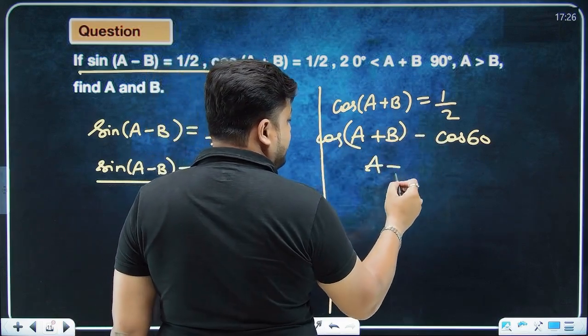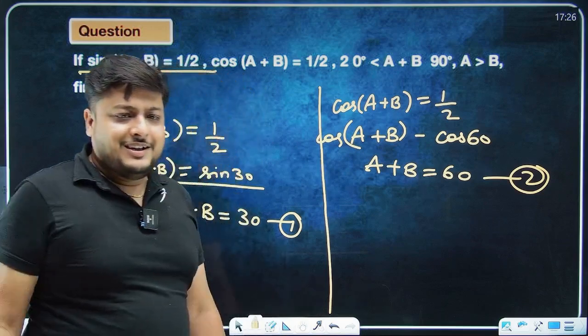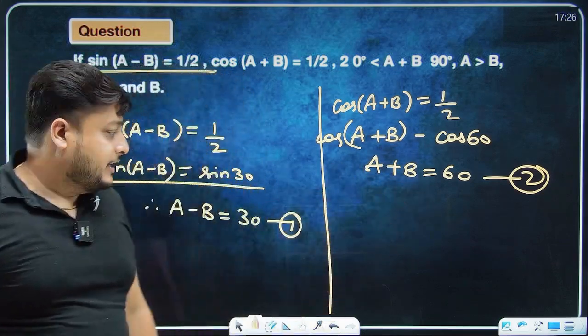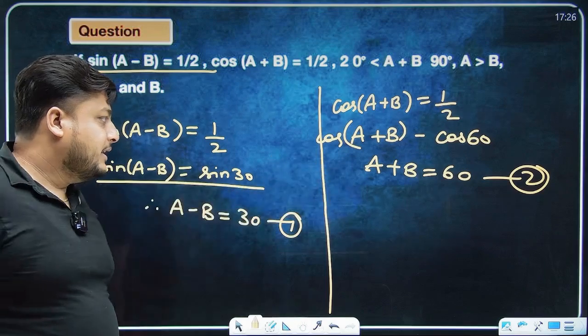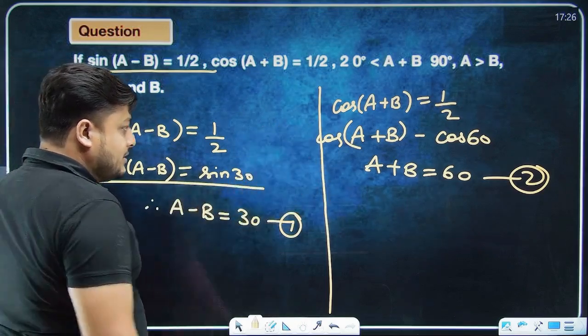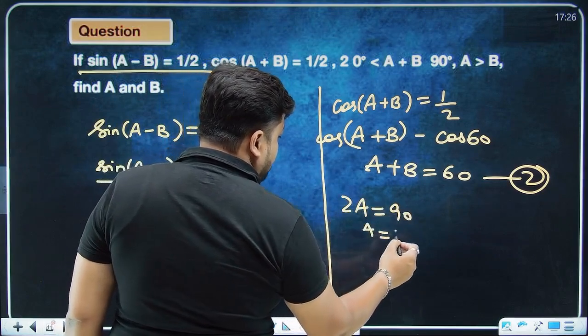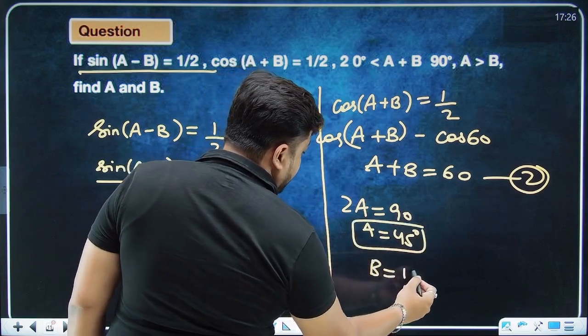So a plus b is 60 degree. You have learned to solve the equations in class 9 also, in class 10 also. When a plus b is 60 degree and a minus b is 30 degree, we can add both the equations. We will get 2a equals 90 degree. That means a is 45 degree. So obviously b is 15 degree.